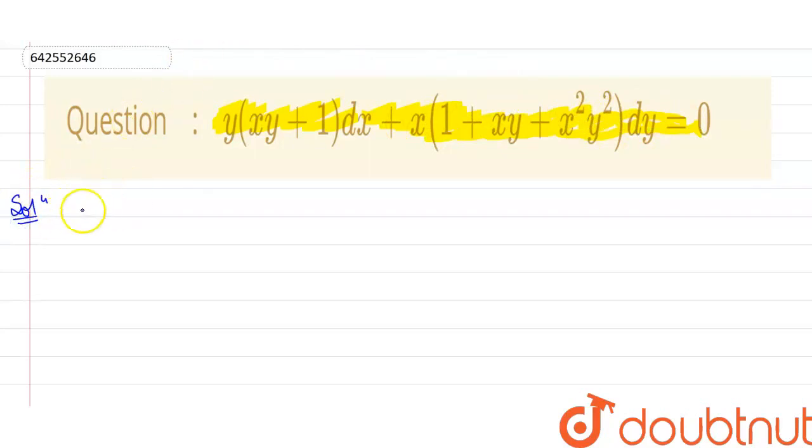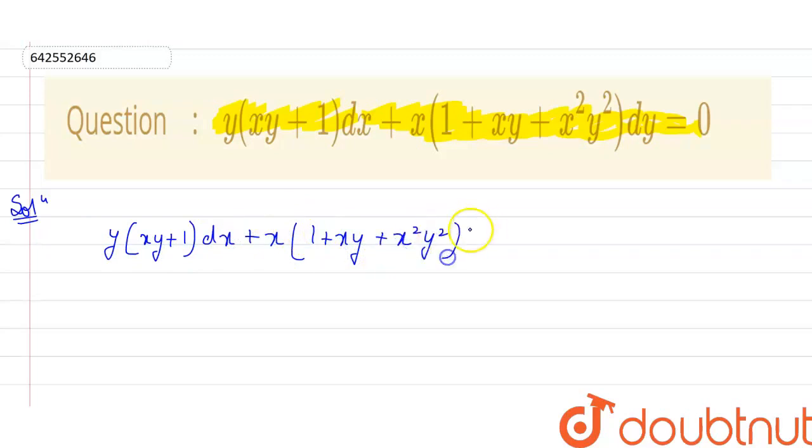So the given statement in the question is basically y(xy + 1) dx + x(1 + xy + x²y²) dy = 0. This is given to me.